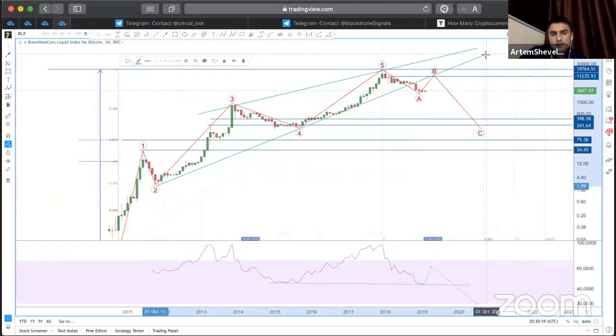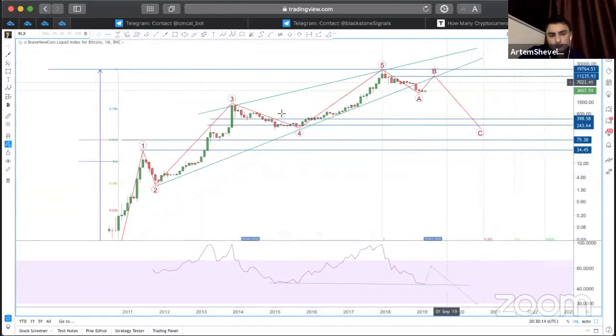But yeah, this is just like a fantasy, because nothing from this chart is confirming right now. But if you have something on your mind as well, let me know in the chat.